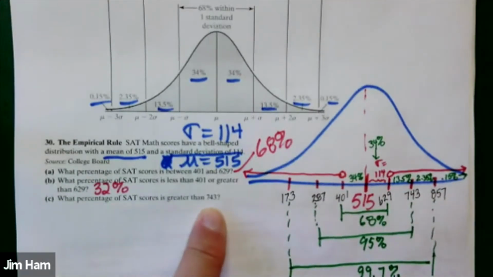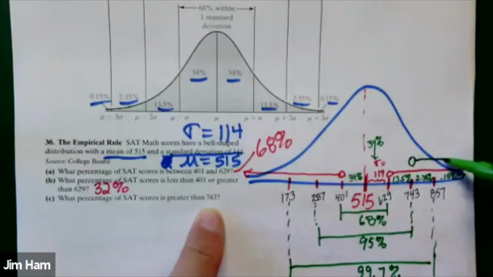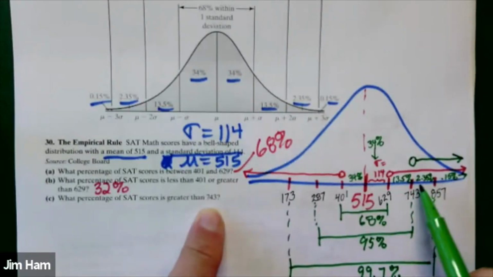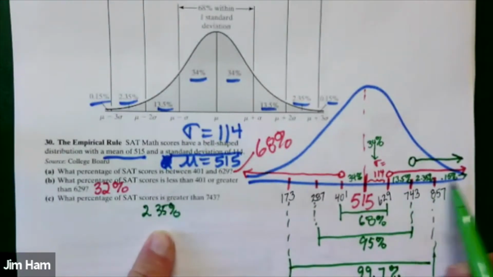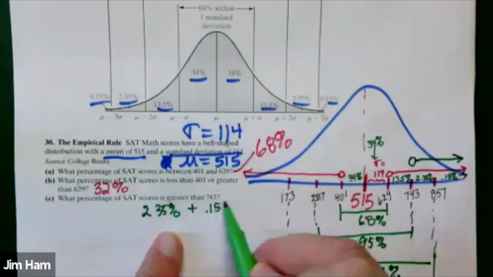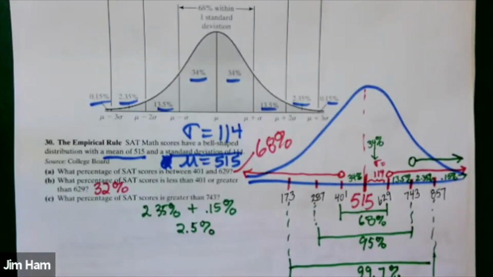Percentage greater than 743. So here's 743. We have to go here and over, and that's going to capture this 2.35%. But it's also going to capture the 0.15%. And when you add those two together, you get 2.5%.